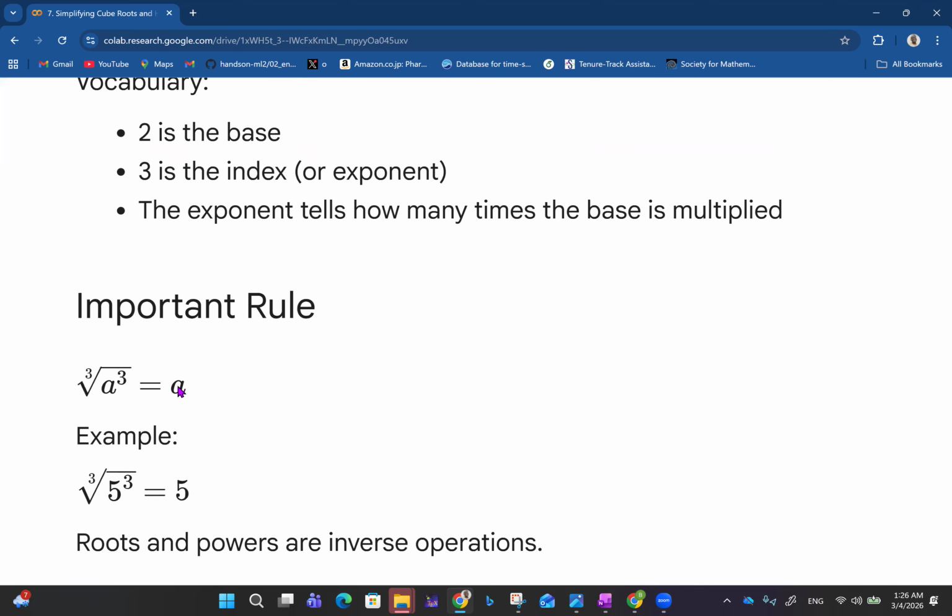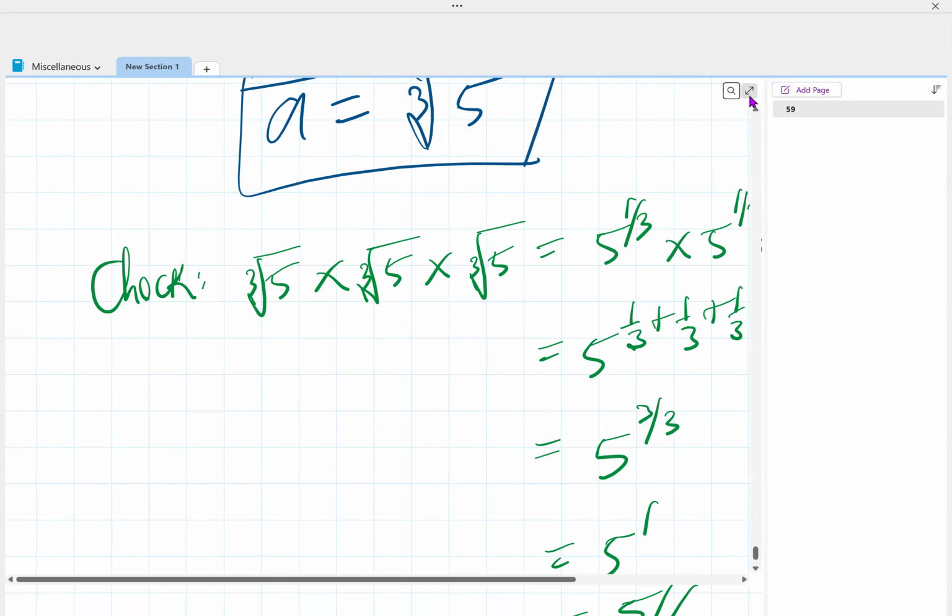Okay, so the important rule is that the cube root of a raised power 3 is equal to a. An example of that is that the cube root of 5 raised power 3 is equal to 5. That's because roots and powers are inverse operations. That was the kind of thing I demonstrated just now.